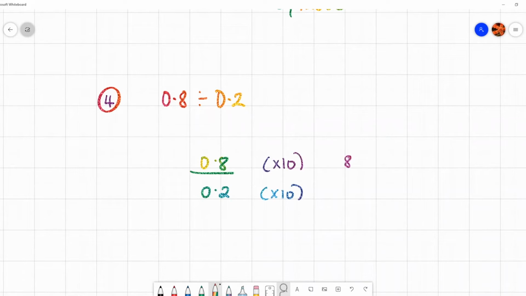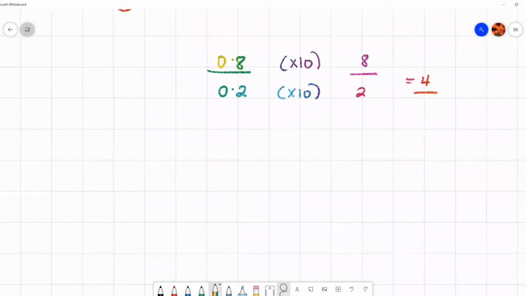0.8 times 10 is 8, and 0.2 times 10 is 2. You can simplify this if you want to, but we know I can do 8 divided by 2, can't we? Which is just 4. So 0.8 divided by 0.2 is just 4. Quite simple and straightforward. What if we had something like this now?